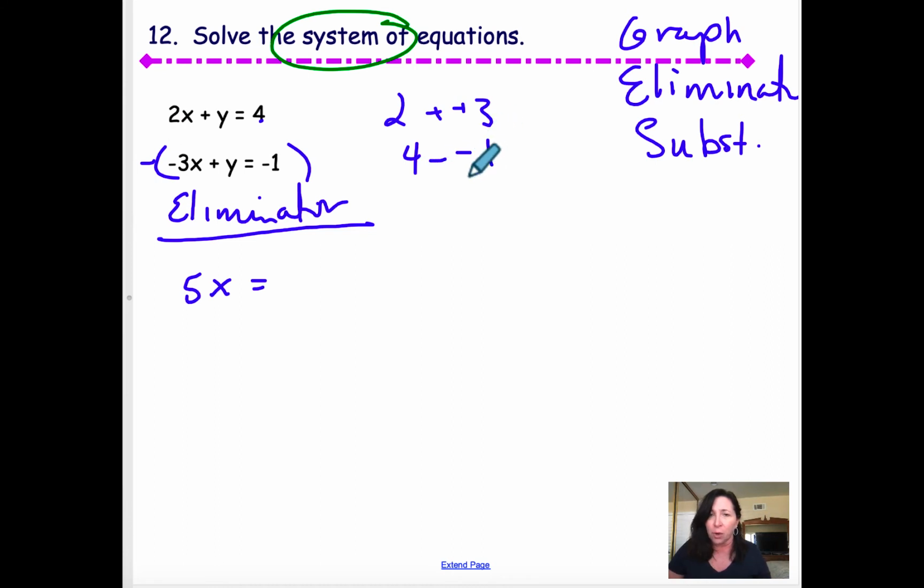So 4 minus negative 1, which is 5. So that means x equals 1. Okay, right on. We've got x. Plug it back into one of the equations.